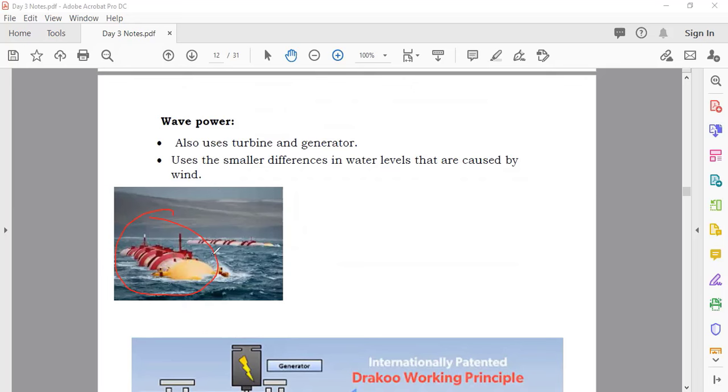When the waves move up and down, these objects also move up and down. When they move up and down, they have a system inside that produces electricity. Okay, how? Let me explain to you. See here, this one.